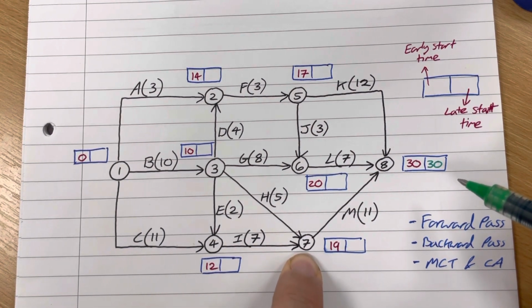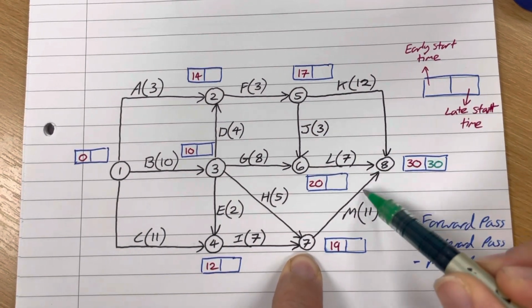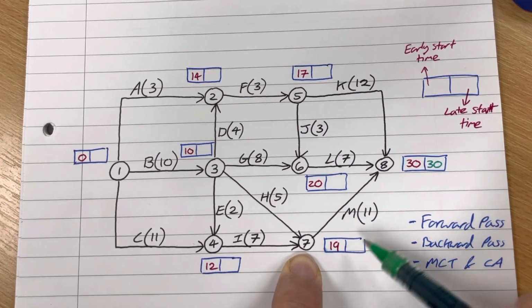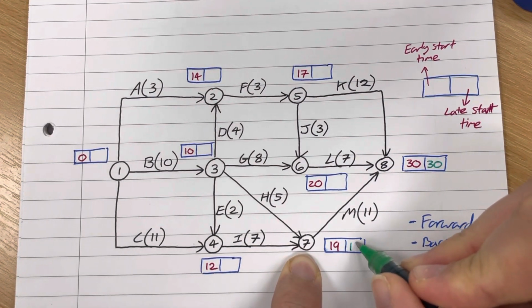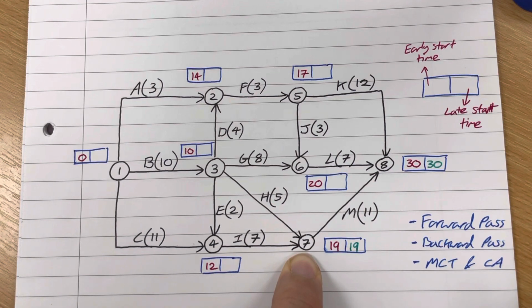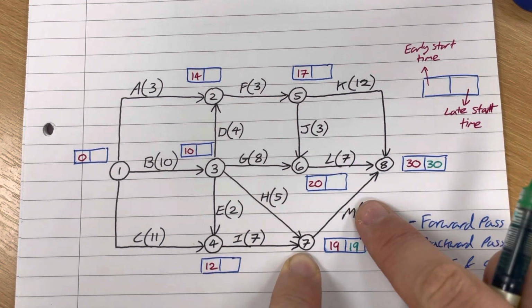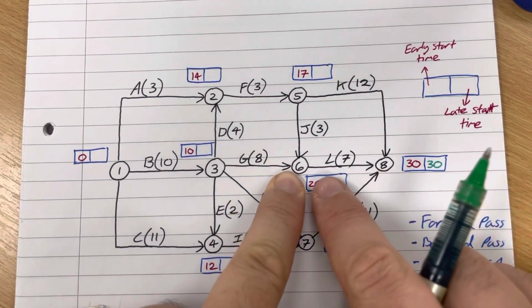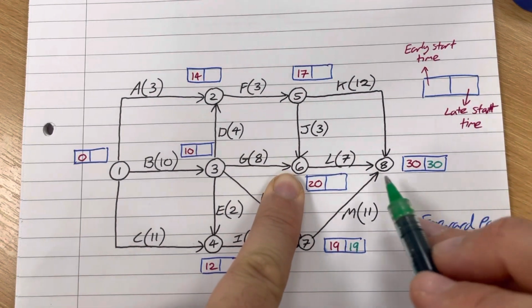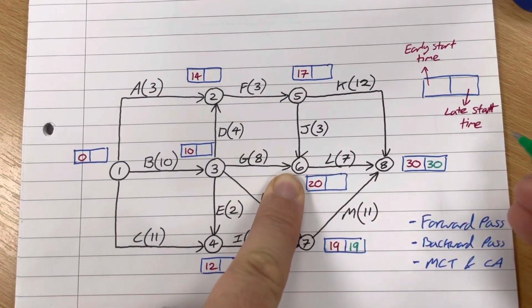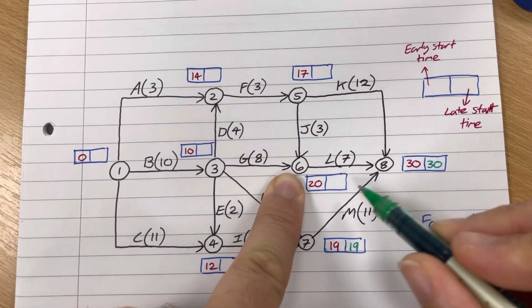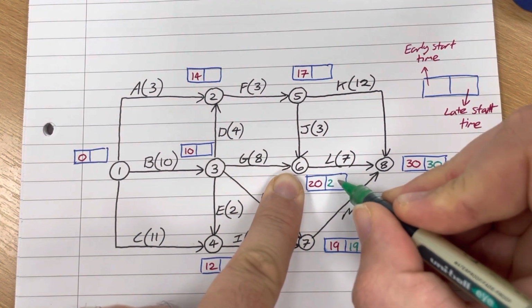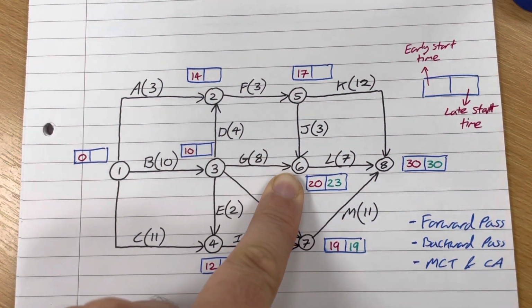So this node here only has one input, and that's this one here. So 30 minus 11 is 19. So 19 gets put in there. It's only one input, so I've got nothing to compare. Again, this one's only got one input. Okay, don't forget you're reversing all the arrows this time. So L is the only input on the way back. So 30 minus 7 is 23. So 23 gets put in there.